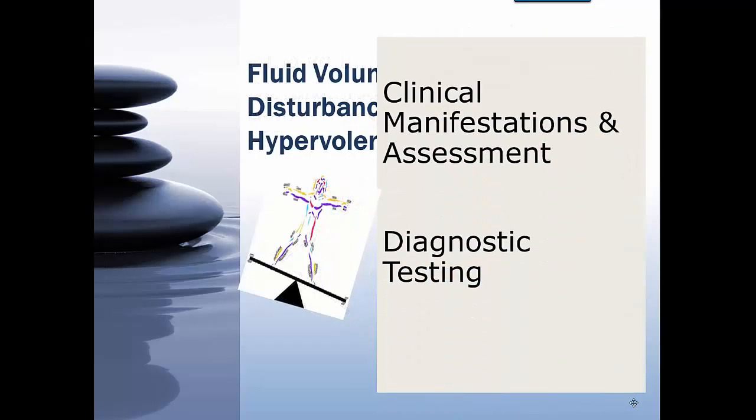Clinical manifestations. Obviously, weight gain, edema, distended neck veins, crackles in lung fields, increased blood pressure, bounding heart rate and pulse, hot or cool skin but usually diaphoretic, increased urine output, shortness of breath, sometimes pitting edema, wheezing, and anxiety.